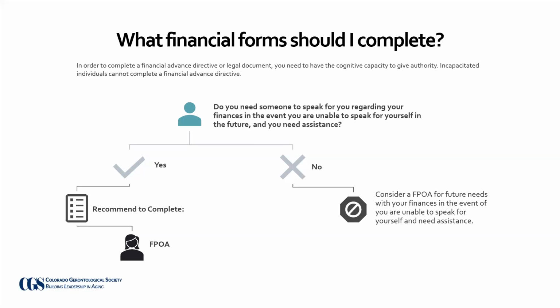When we add someone onto our bank account, that person becomes a co-owner. We don't want that person to become a co-owner. We want you to be the owner of your account, and we give them the authority to help with that financial power of attorney.